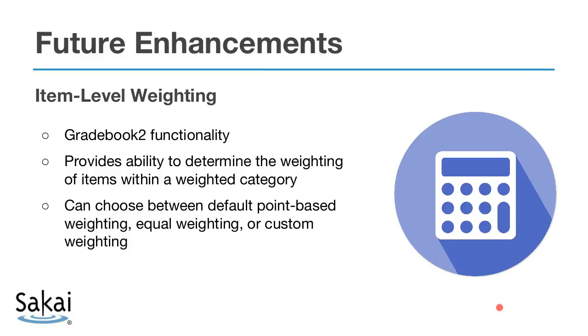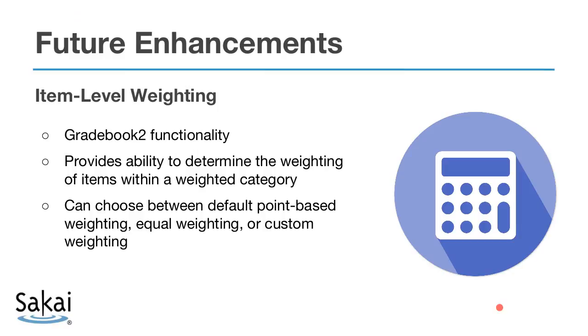So item level weighting in Gradebook 2 applies to items within graded categories. You can, of course, have different categories that are worth different percentages of the final course grade. So for example, I could have homework being worth 20% of the final course grade. But what about the items within those categories?